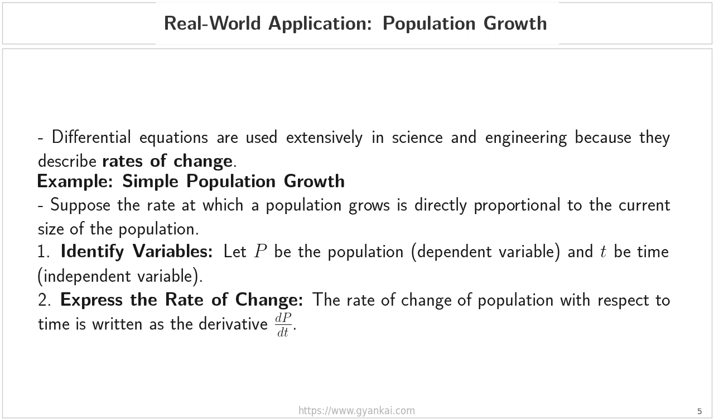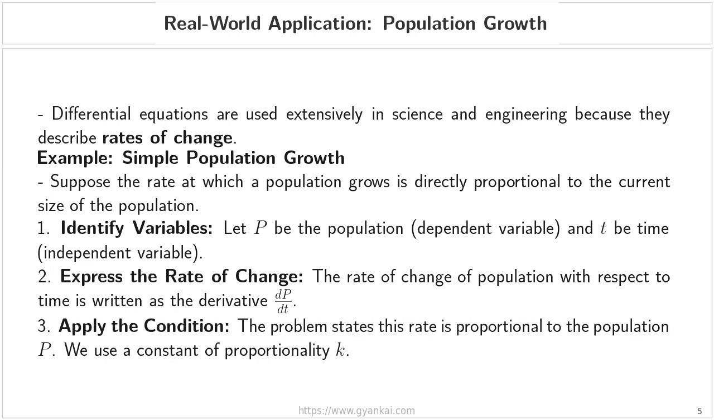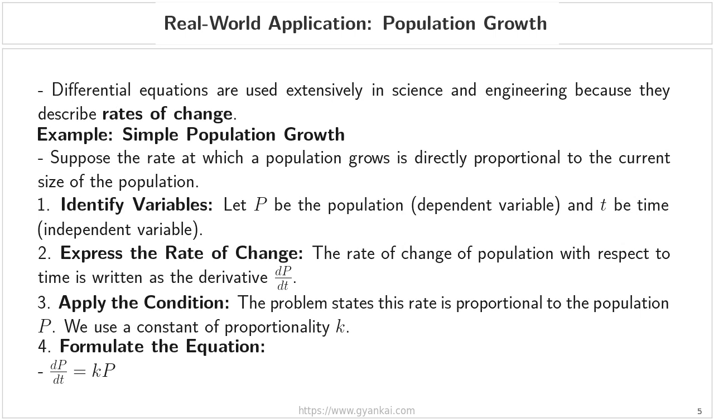Next, we need to express the rate of change. Since we are looking at how the population changes over time, we write this as the derivative of p with respect to t, which is written as dp dt. Third, we apply the specific condition given in our problem. The problem states that this rate of change is proportional to the population. To represent this mathematically, we introduce a constant of proportionality, which we'll call k. Finally, we can formulate our equation. By putting it all together, we get dp dt equals kp.